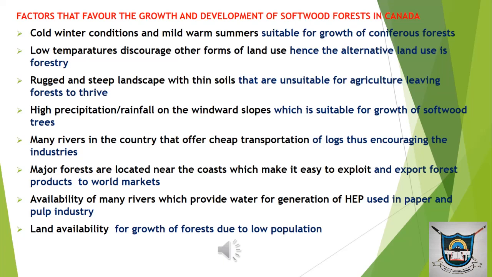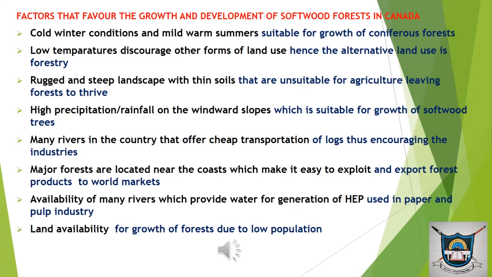Then the rugged and steep landscape with very thin soils that are unsuitable for agriculture, leaving forest as the only option. Then high precipitation or rainfall on the windward slopes in Canada, which is suitable for growth of softwood trees. Many rivers in the country offer cheap transportation of logs, thus encouraging the industries. Major forests are located near the coasts, which makes it easy to exploit and export the forest products to world markets.